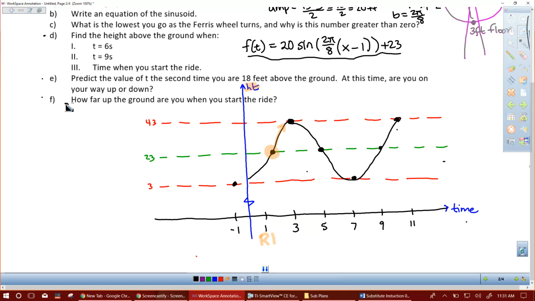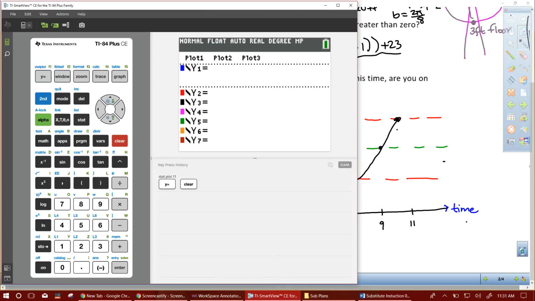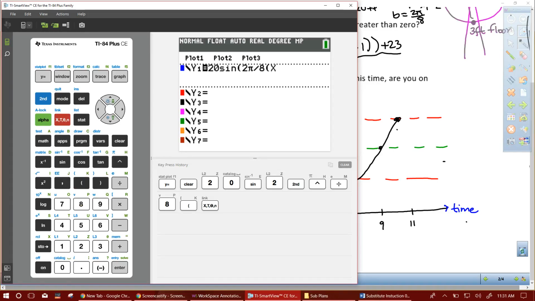So when I go to my calculator here, I'm going to type this into my y equals. So I'm going to do 20 sine, and then I had 2 pi over 8, open x, and we did -1, close, close, and then I was shifted up 23.